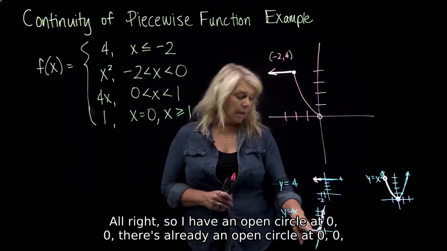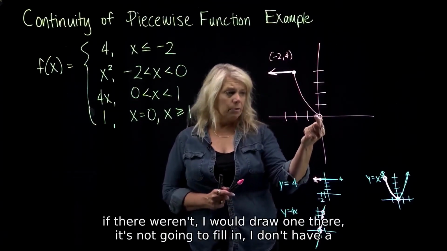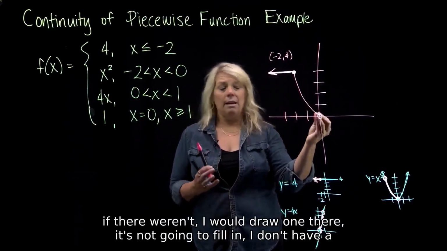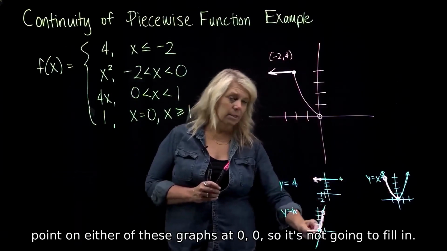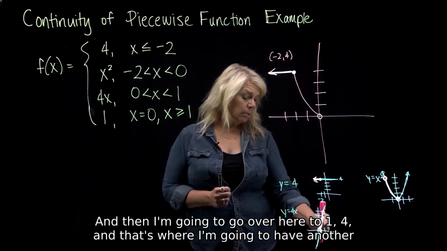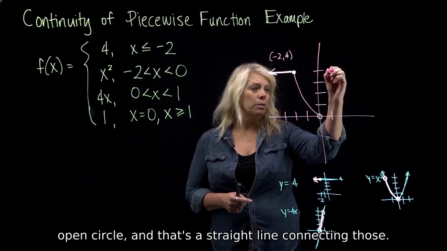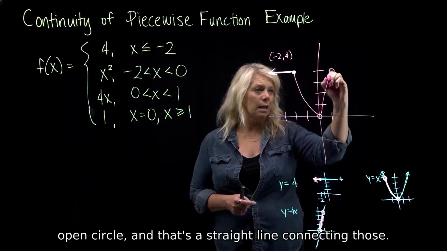All right, so I have an open circle at 0, 0. There's already an open circle at 0, 0. If there weren't, I would draw one there. It's not going to fill in. I don't have a point on either of these graphs at 0, 0, so it's not going to fill in. And then I'm going to go over here to 1, 4, and that's where I'm going to have another open circle, and that's a straight line connecting those.